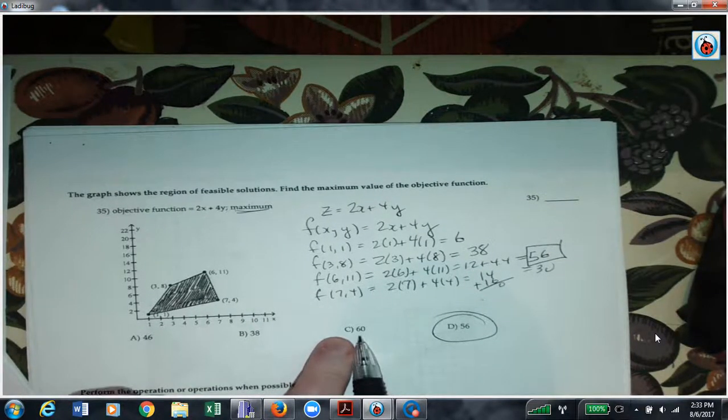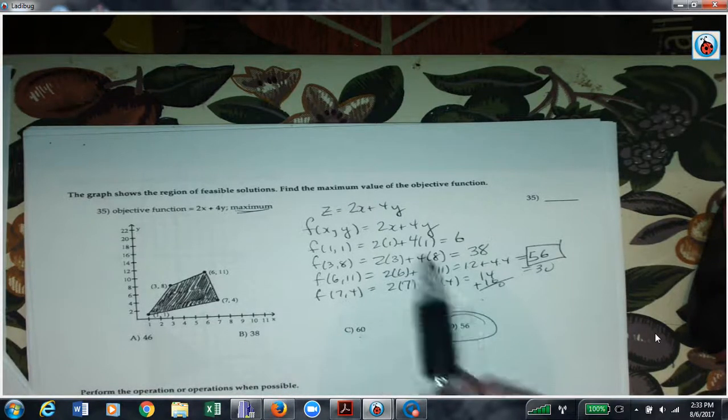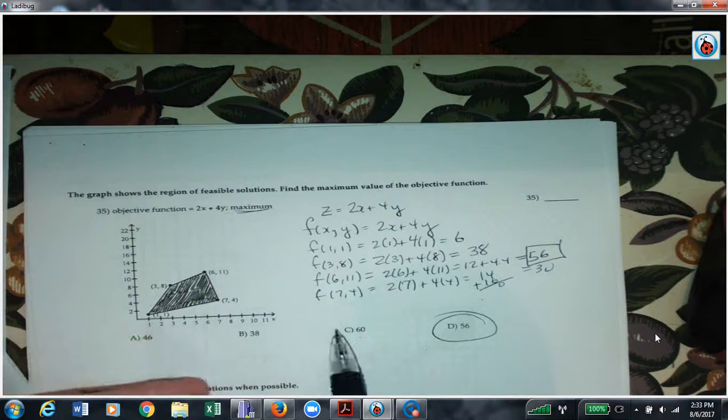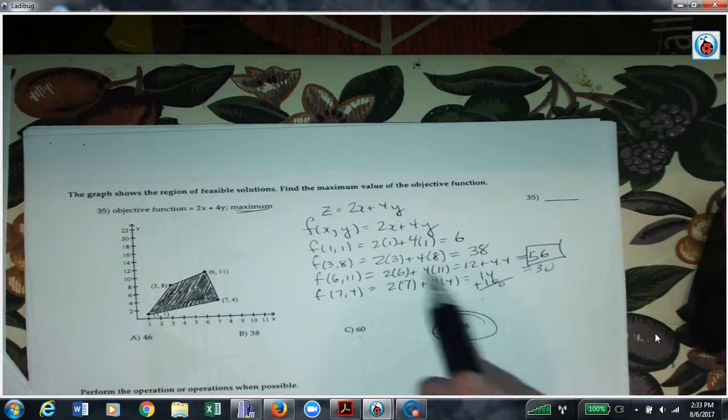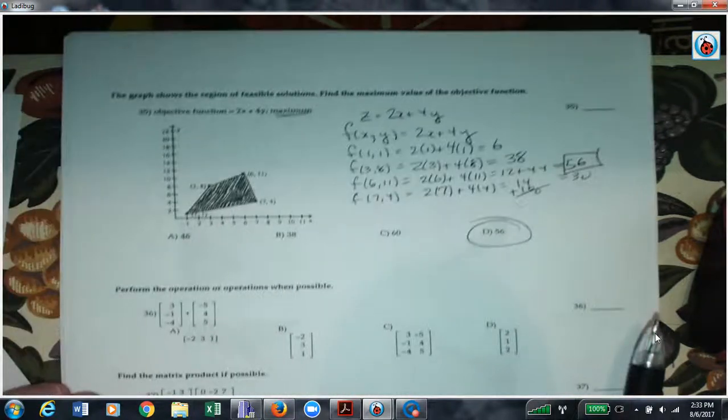Now, look at that. More often than not, students that have no idea how to do this just circle the maximum and they get it wrong. They want the maximum for this function, and it's 56.